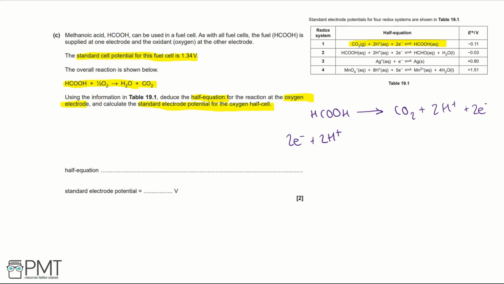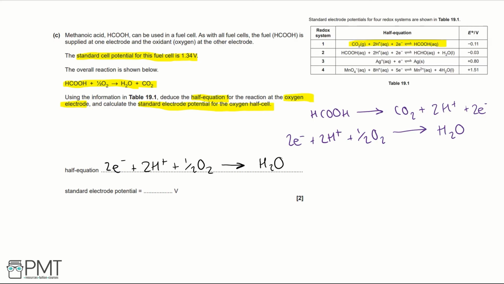Then we need to write the species missing, so that will be half O2, and then it goes to H2O. So this is going to be our oxygen half cell equation. So we can write this half equation down. We can do 2e- (2 electrons) plus 2H+ plus half O2 (oxygen) goes to form H2O, or water. Then we need to calculate the standard electrode potential.